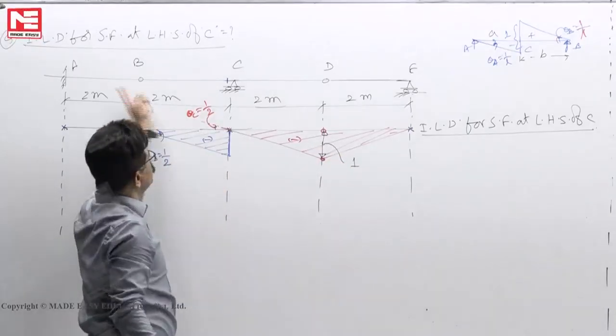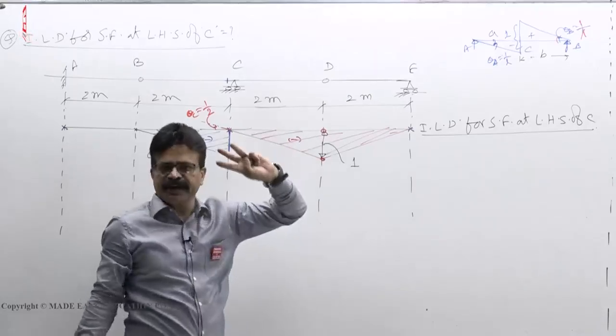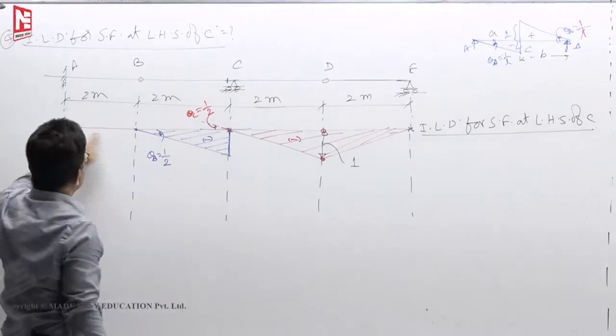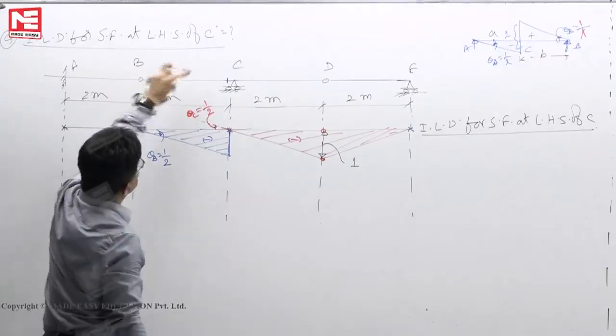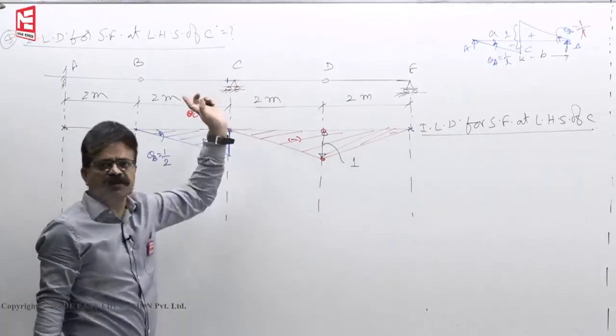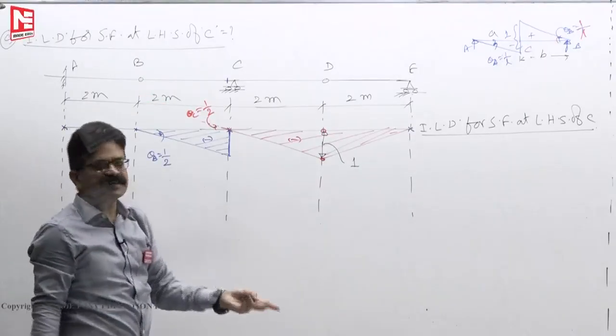So, for all positions of the moving load, shear force at LHS of C is always negative. What then 0 here means is when the load is moving from A to B, wherever it is, shear force at LHS of C is 0. Only when the load crosses B, shear force at C will come into picture.